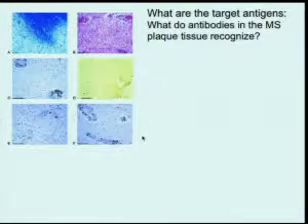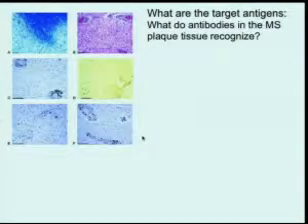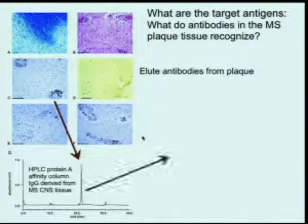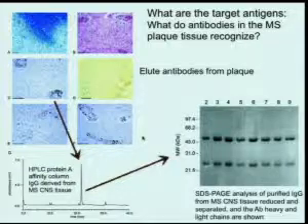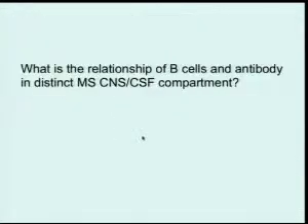Then, we were interested in identifying what the target antigens might be. This is work done by Kevin O'Connor, looking directly at MOG, where he isolated the target antigens right from the plaque tissue. He eluted antibodies from the plaque, ran it on an HPLC column, and then SDS-PAGE. When you do that, you see that there are autoantibodies to MOG in the IgG from MS plaque tissue itself. We don't see very much of this at all in spinal fluid or sera, suggesting that much of what might be going on in terms of antigen specificity may indeed be going on in the central nervous system itself.